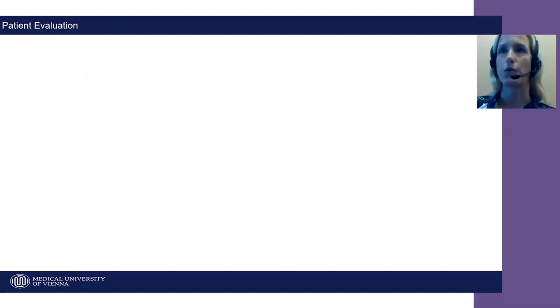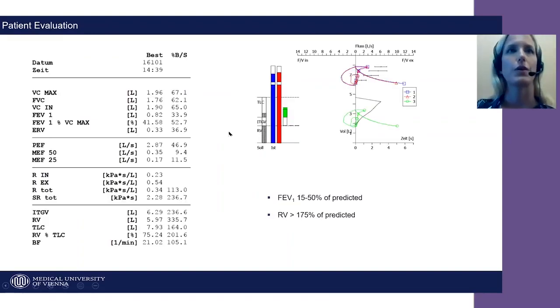In this talk, I want to focus on the patient selection. First, I want to talk about the lung function. The patients who are considered for the endoscopic valve treatment should have an FEV1 between 15 and 50% of predicted. And they should have a severe hyperinflation with a residual volume of more than 175% of predicted.